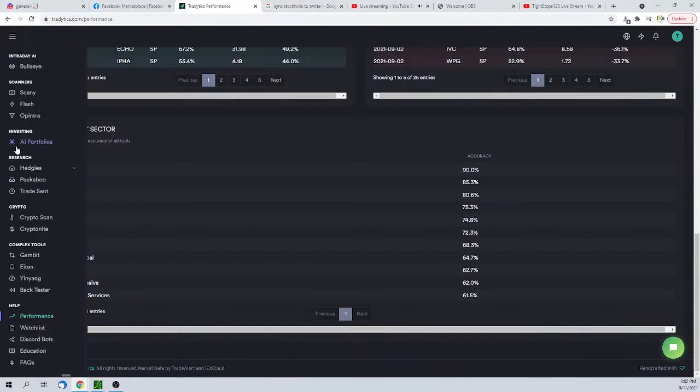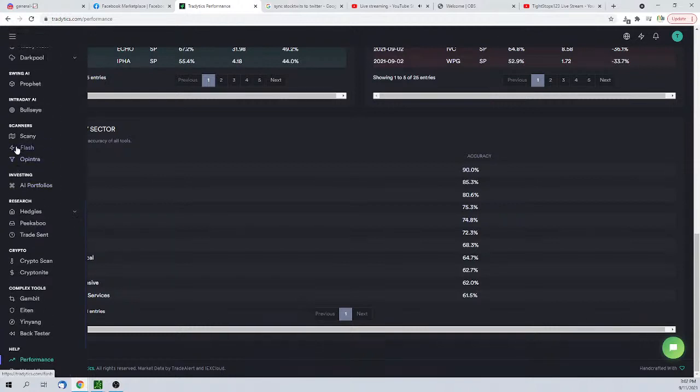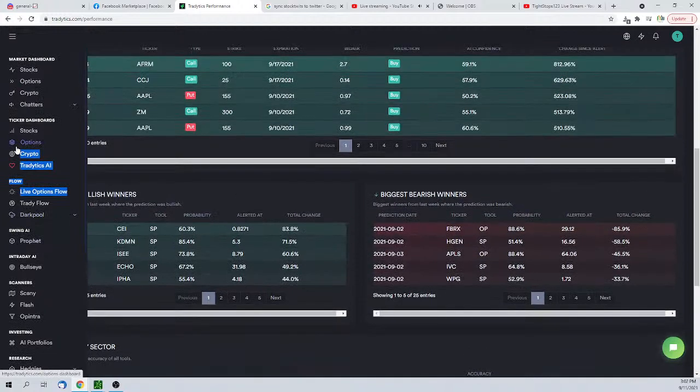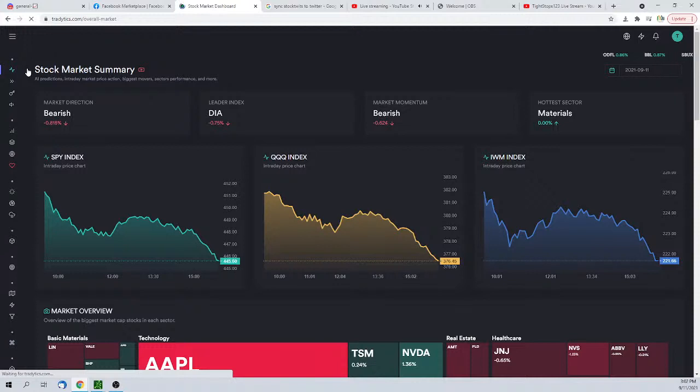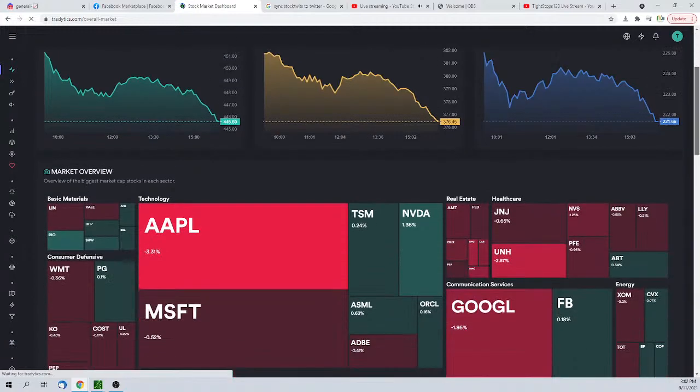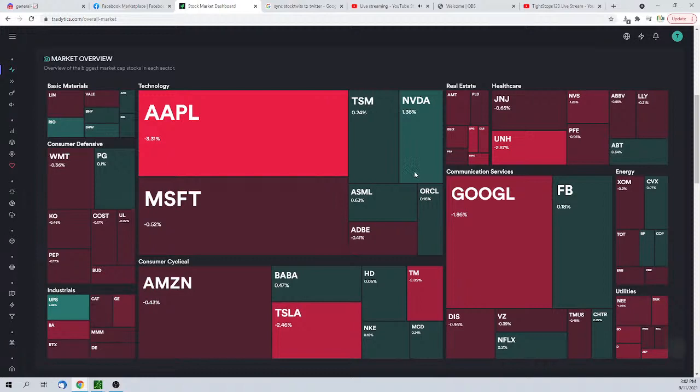So on the main page on TradyTics, and this is the only part I don't like, it's hard to grab this side. We'll just start at the very first one, the market dashboard, the stock market summary. It's going to give an intraday perspective on how the SPY, the Qs, and the IWM are doing in that particular day. Market momentum, what's leading, which nothing was leading, and the market direction is bearish for that particular day. And then it's got the same, this is probably actually from TOS, the market overview that TOS uses.